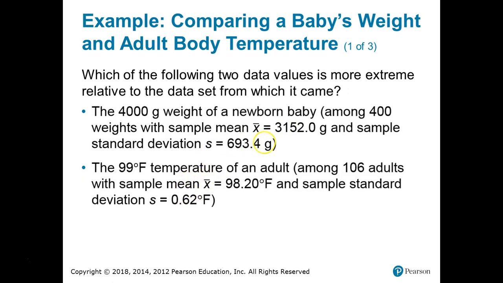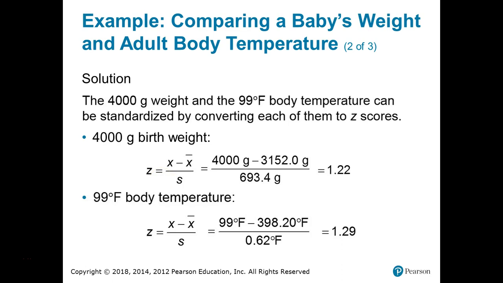Let's go on to the second data set. The 99-degree Fahrenheit temperature of an adult, with a sample of 106 adults having x bar of 98.2 and a sample standard deviation of 0.62. Again, we have our x value, our x bar, our mean, and our s, our standard deviation. So we can get the z-score of that. We'll get the 2 z-scores, then compare them. The more extreme z-score is going to be the more extreme value relative to the data set from which it came. Okay, so now we'll get those 2 z-scores.